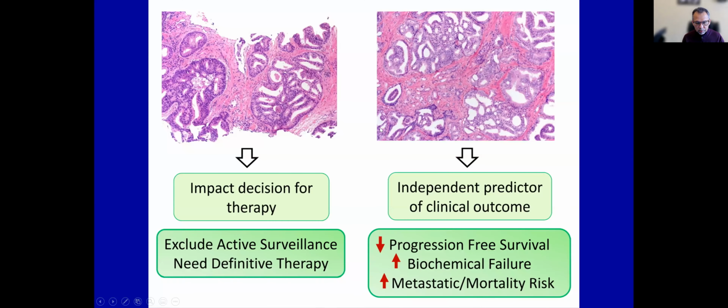Now, there is robust evidence that where cribriform cancer morphology is present, it is an independent parameter for adverse outcome. It impacts the decision for therapy. A patient with this morphology would not be a good candidate for active surveillance. The patient would need more definitive therapy. It is also an independent predictor of various adverse clinical outcomes such as decreased progression-free survival, increased biochemical failure, and increased metastatic or mortality risk.